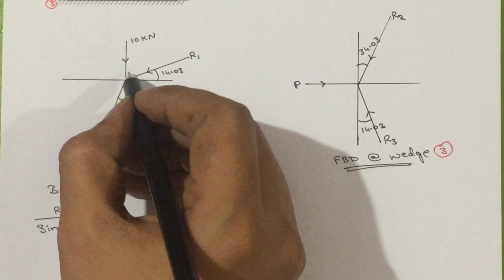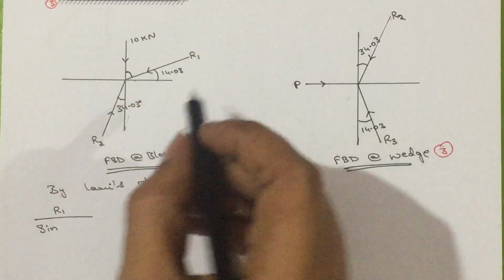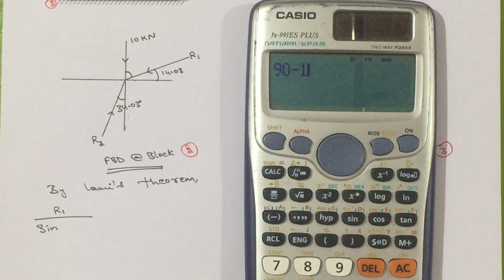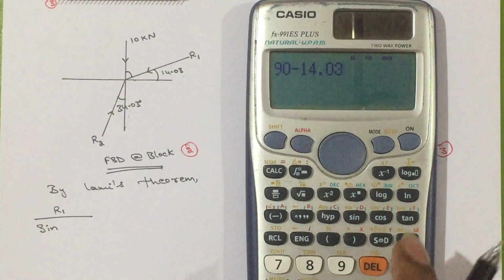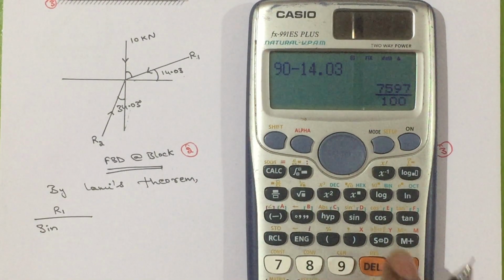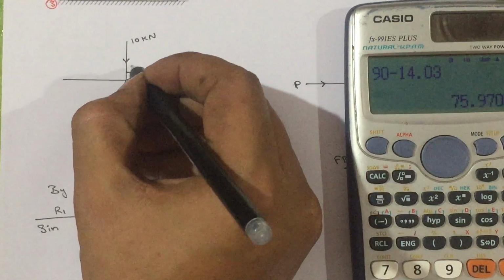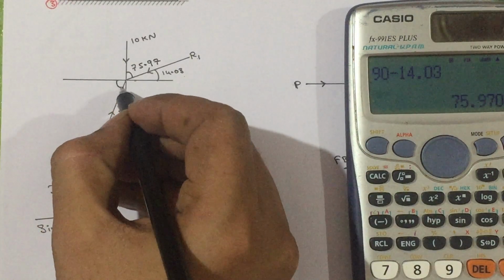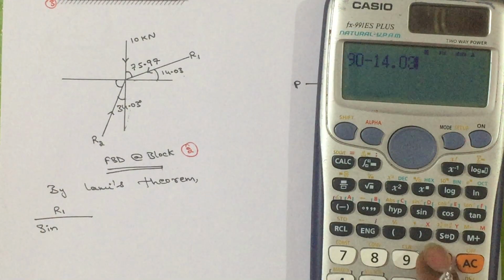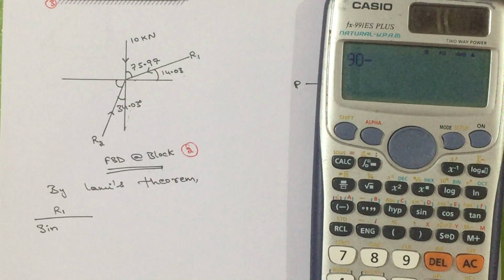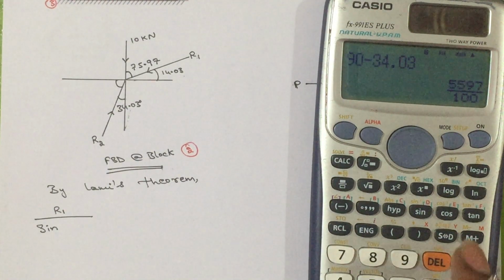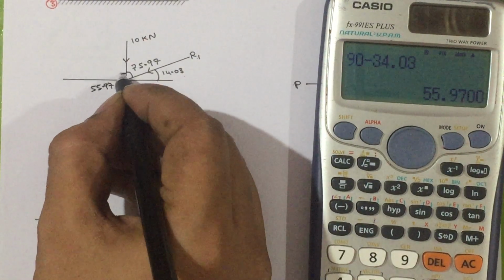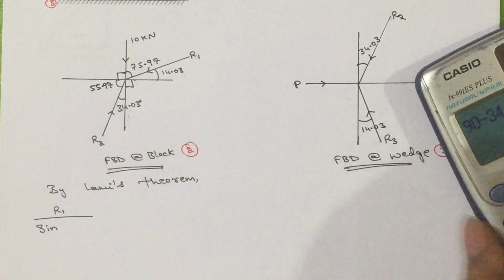For that, we need the angles. So let's first calculate that. If it is 14.03, then the remaining angle is 90 minus 14.03, that is 75.97. Then if it is 34.03, then the remaining angle is 90 minus 34.03, that is 55.97. Then this angle is 90 degrees.